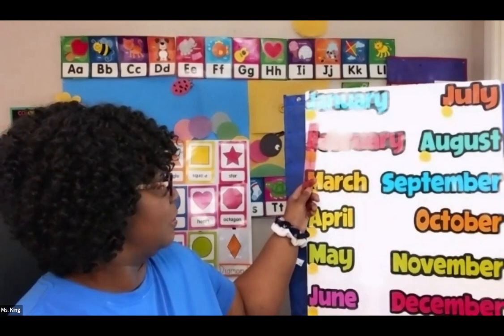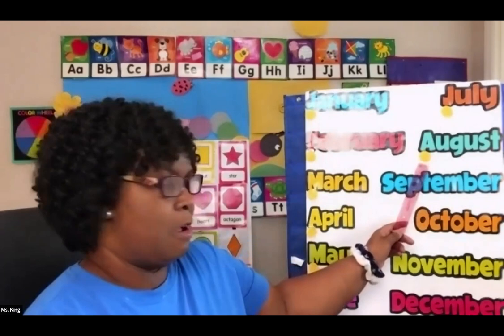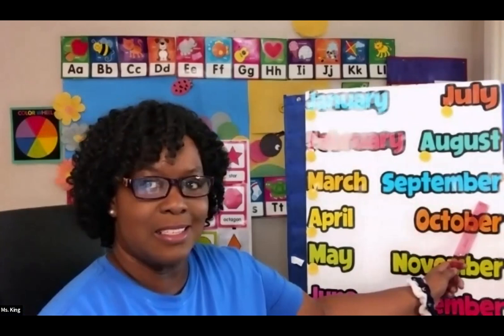Every month that we have gone through has a what? A yellow circle. January, we went through. February, March, April, May, June, July, August, we went through. We finished August yesterday. So what is the next month? September, we are in a new month. Wow, September. Can you say September? September.